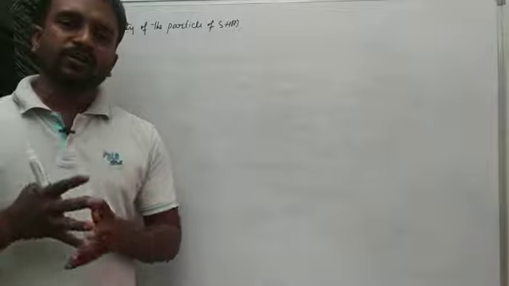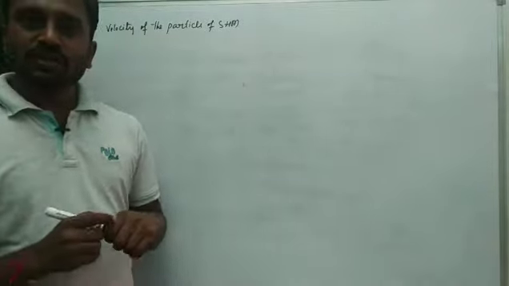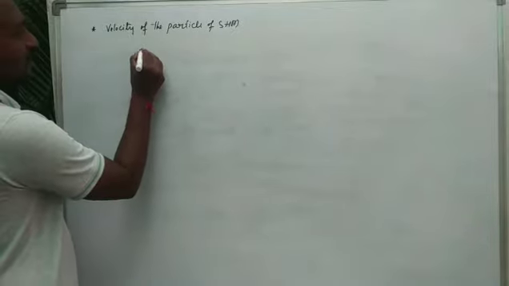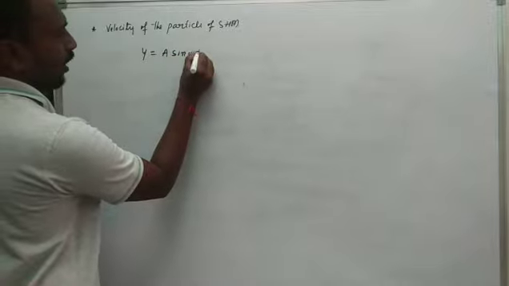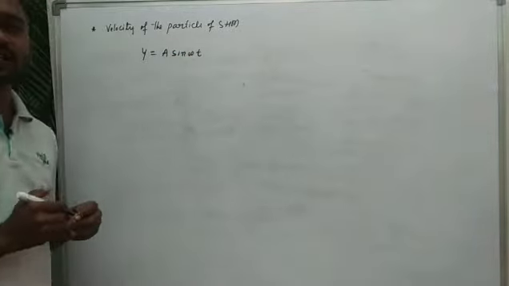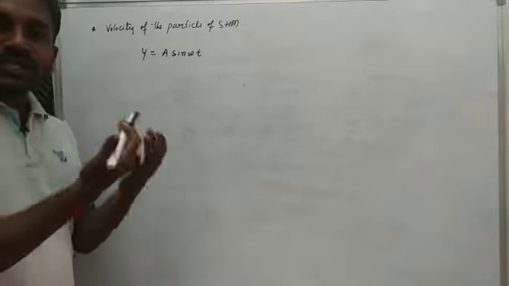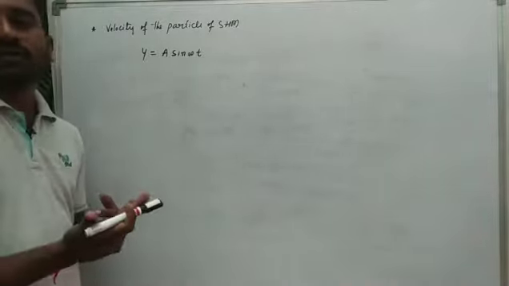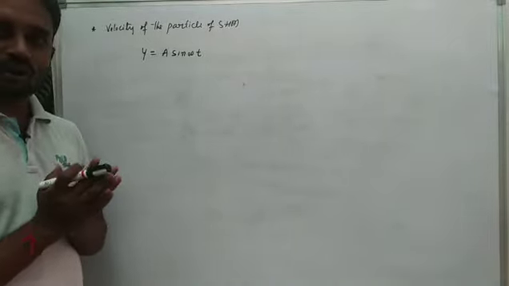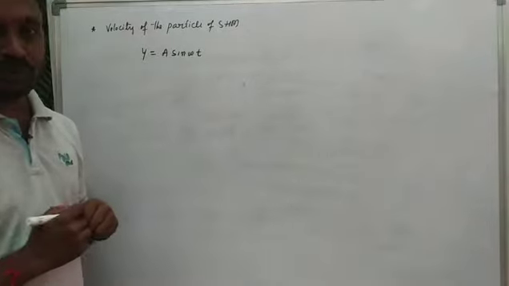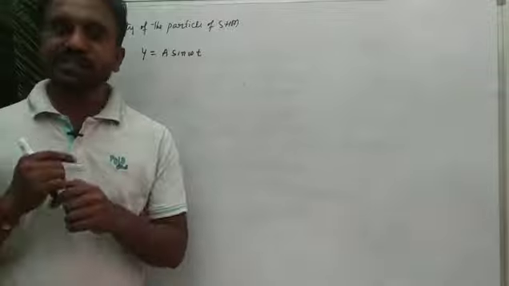You already know that the displacement of the particle of SHM is y equal to a sine omega t. By using this displacement, we want to calculate the velocity and acceleration of the simple harmonic motion. You already know that displacement changes with respect to time, and that is velocity.